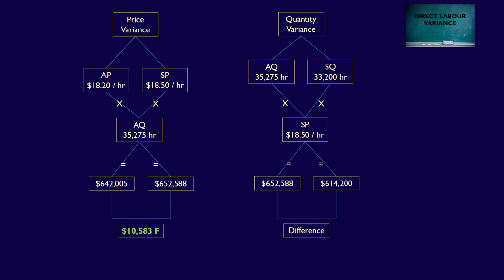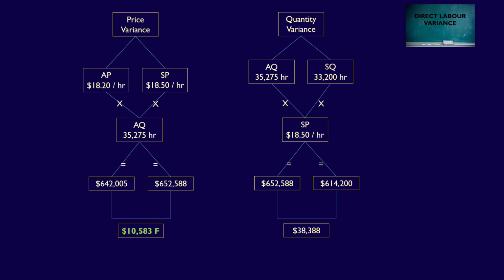Now we subtract the two numbers to determine the variance. The difference between $652,588 and $614,200 is $38,388. This is the direct labor quantity variance.